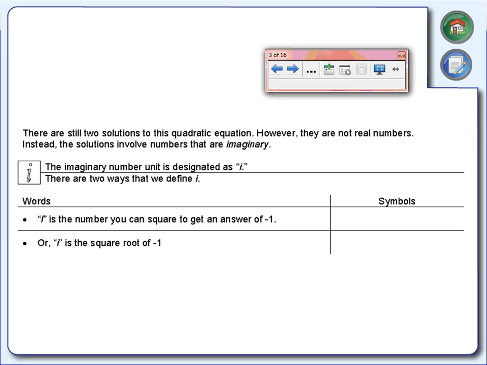Now there's a couple of ways that we can define an imaginary number. First, over here it says that i is the number you can square to get an answer of negative 1. So for example, i squared would equal a negative 1. And that's one way we can define it. Or we can also say that i is the square root of a negative 1. So i would be the equivalent of the square root of a negative 1. So we can define it either one of these ways. So i is going to represent the square root of a negative 1.